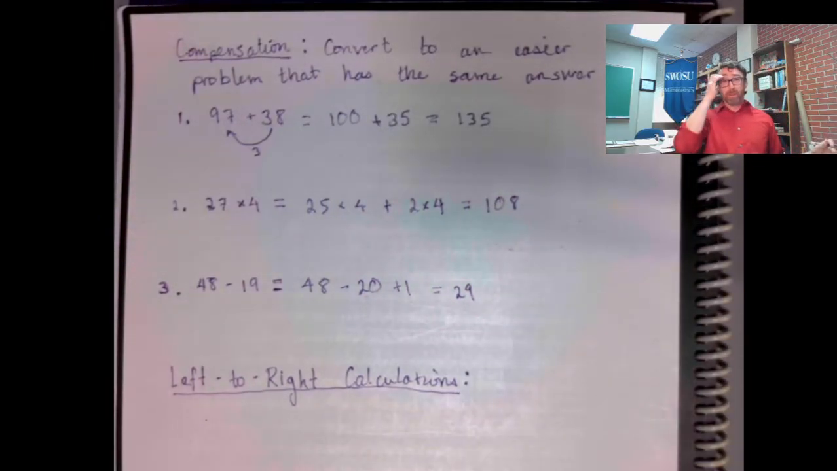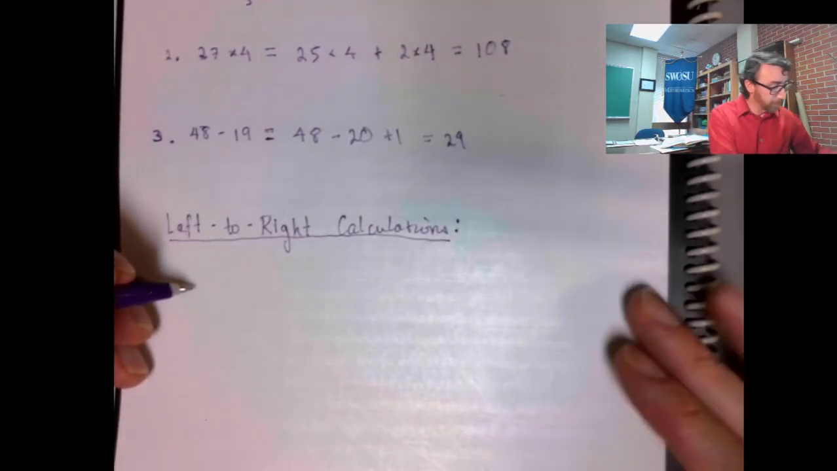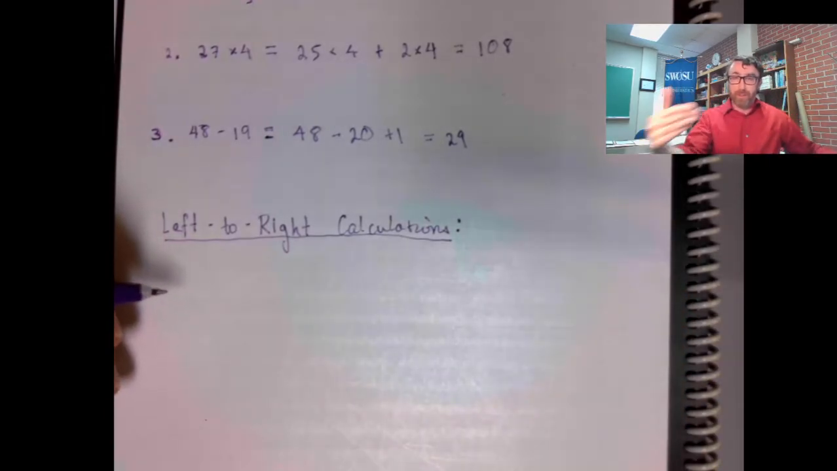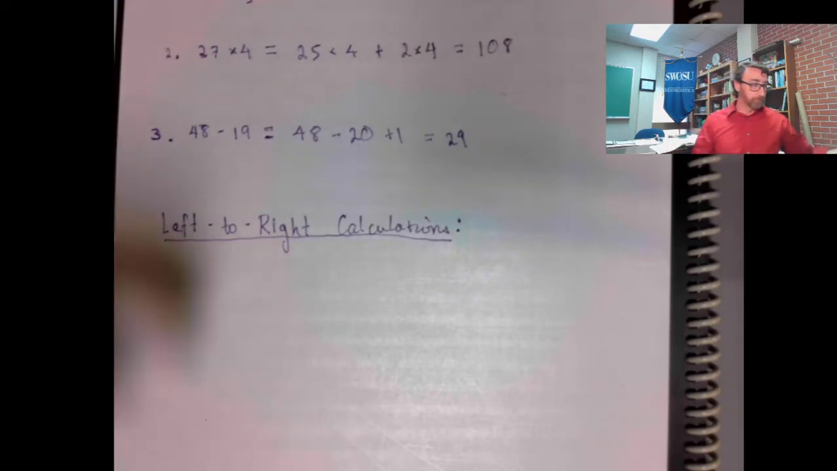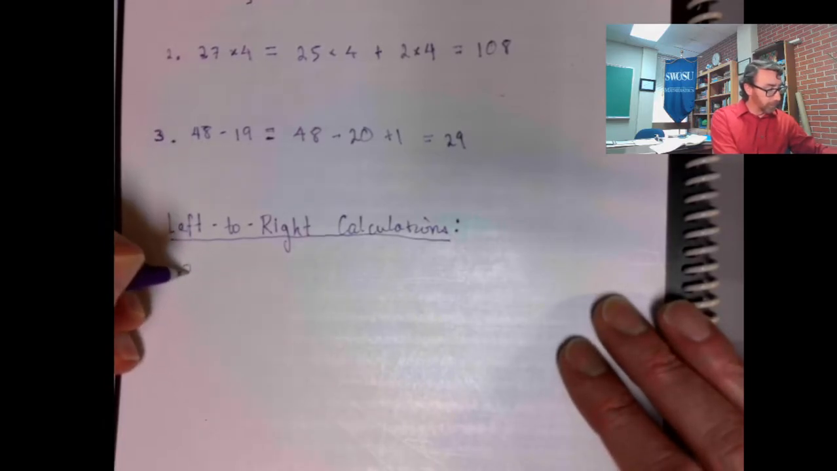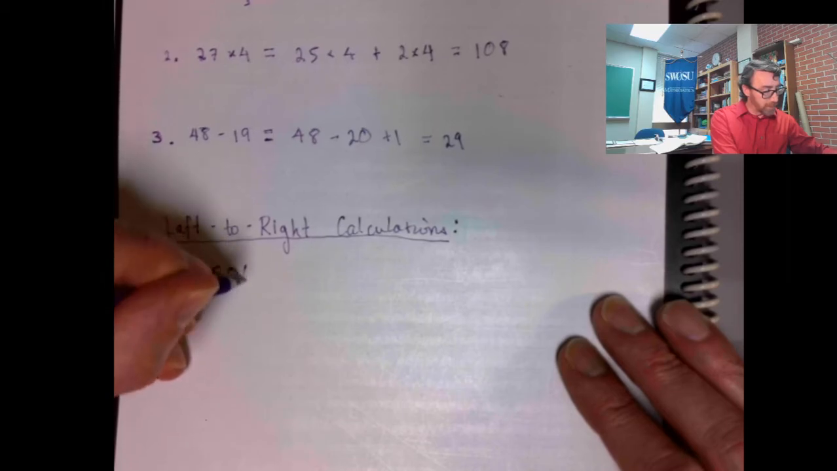Okay. When you're doing mental math, often left to right calculations can be easier than the standard pencil and paper algorithm, which goes the other way. Let me give you a quick example where a left to right calculation might be an easier problem. Let's do something like 3 times, I don't know, 506.